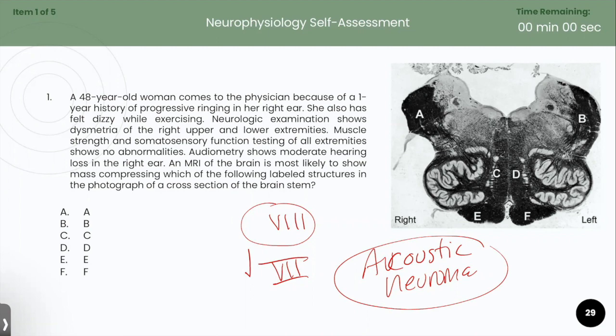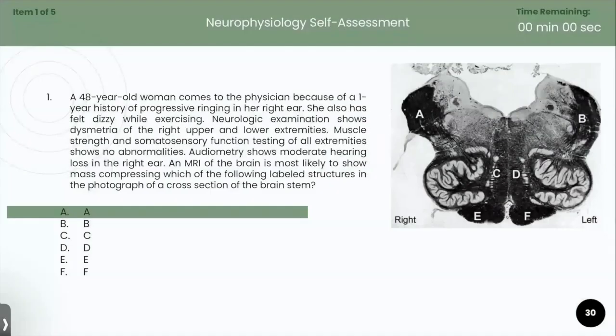And that's going to be in either area A or area B. And now the next thing you need to recognize is that this is happening to the right ear. And almost always, if it's something that's affecting any of the cerebellar tracts in any way, it is going to be an ipsilateral problem. And since it's ipsilateral, that's how we're getting to A as our correct answer here.